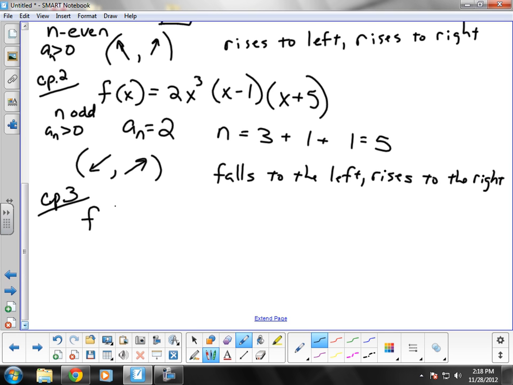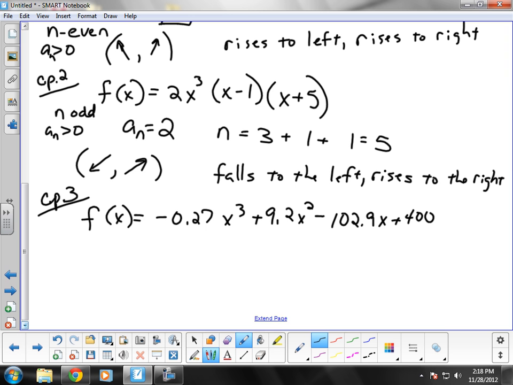They want us to find the end behavior of f of x equals negative 0.27 x to the third plus 9.2 x squared minus 102.9 x plus 400. But remember, what am I looking at? If I'm wanting the end behavior, I'm just looking at the leading term. So is this exponent even or odd? It's odd. And is my coefficient that goes with the highest exponent less than or greater than 0? Less than 0.